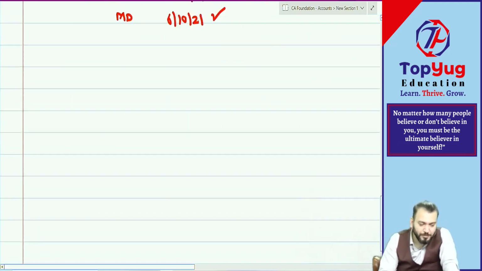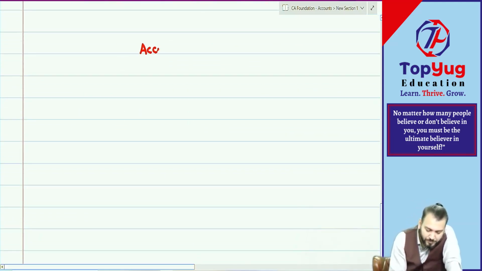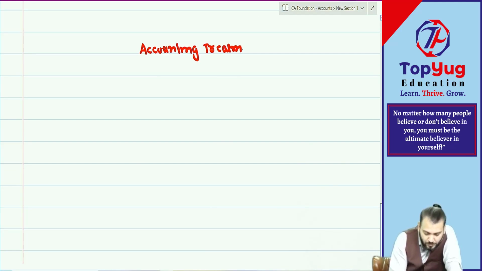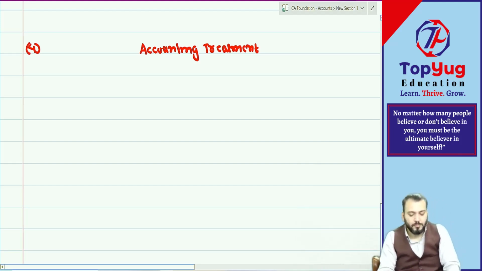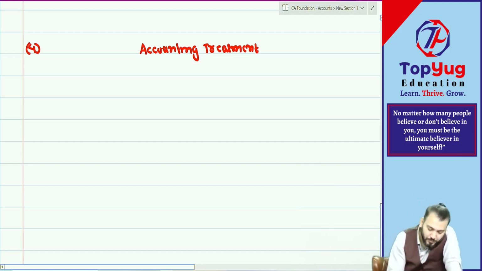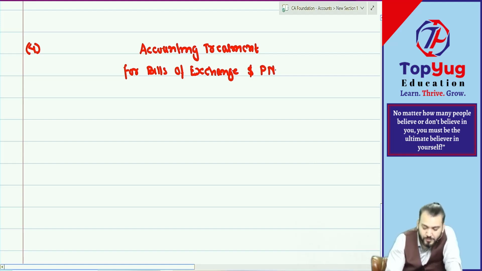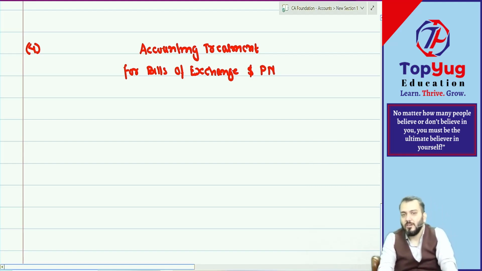Chalo. Can I come to accounting treatment now? Now we'll do what? Accounting treatment. This is point number 4. So accounting treatment for bills of exchange and promissory note. So accounting treatment remains same. Already I have said for bills of exchange and promissory note, the accounting treatment remains same.